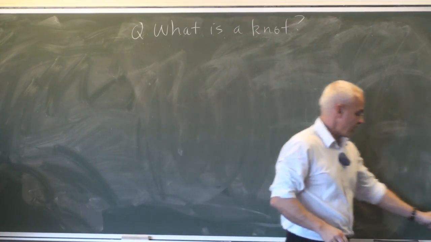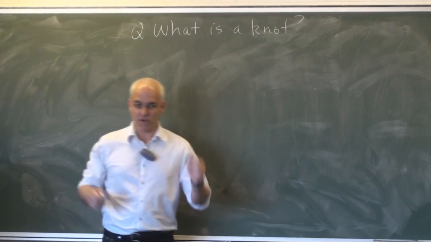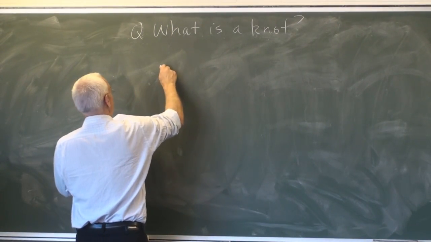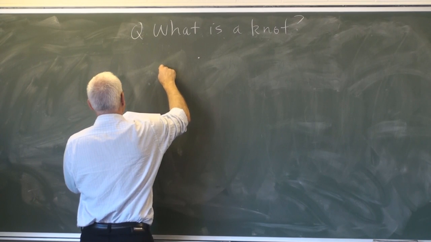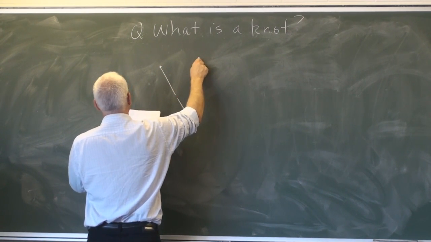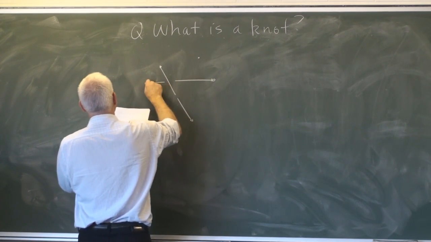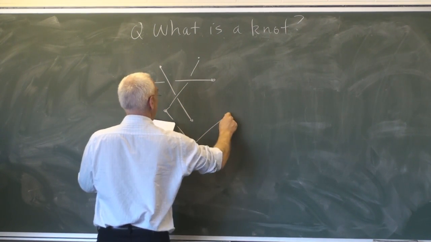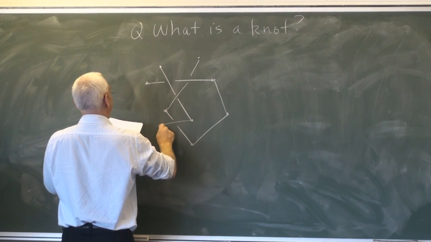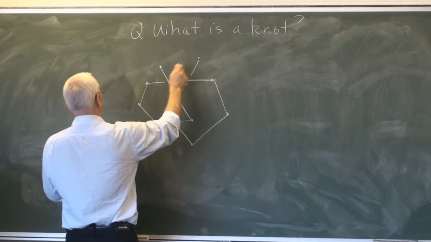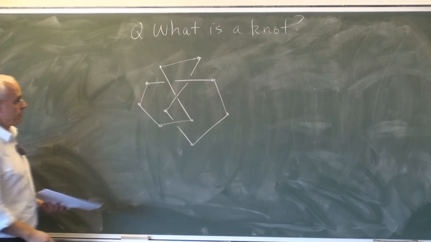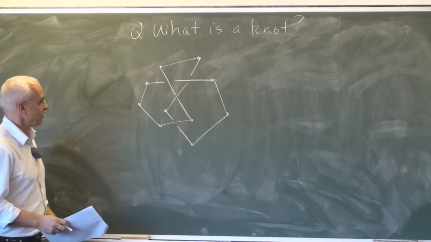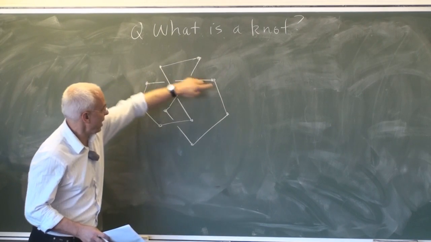Well, one way is to try to discretize the problem and to think about a knot as a bunch of points in space connected by line segments. So we could make the following kind of picture. Okay, so this is supposed to represent a certain number of points in space with the line segments joining them, so that altogether we have a circuit. As we go around, we come back to where we started.